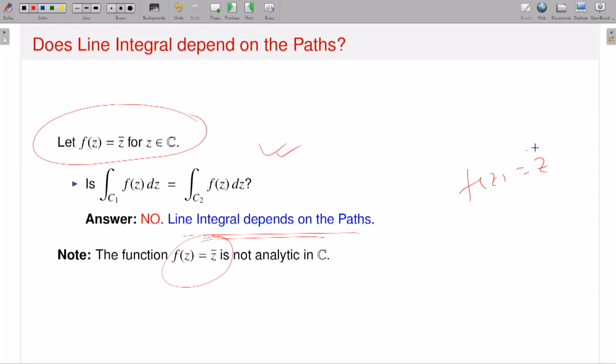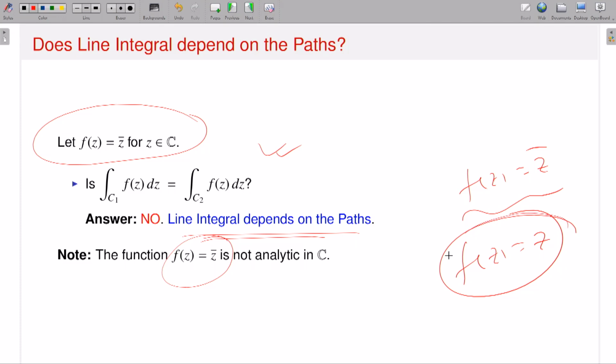Now you can ask the question: if I replace the function, which is nowhere analytic like f of z is equal to z bar, now I want to deal with a nice function. Suppose for example f of z is equal to z. This is an analytic function, right? Analytic everywhere. Now I will take the same points, 1 and minus 1. One path is the straight line starting from 1 ending at minus 1, and another contour is the semicircle starting at 1 and ending at minus 1.